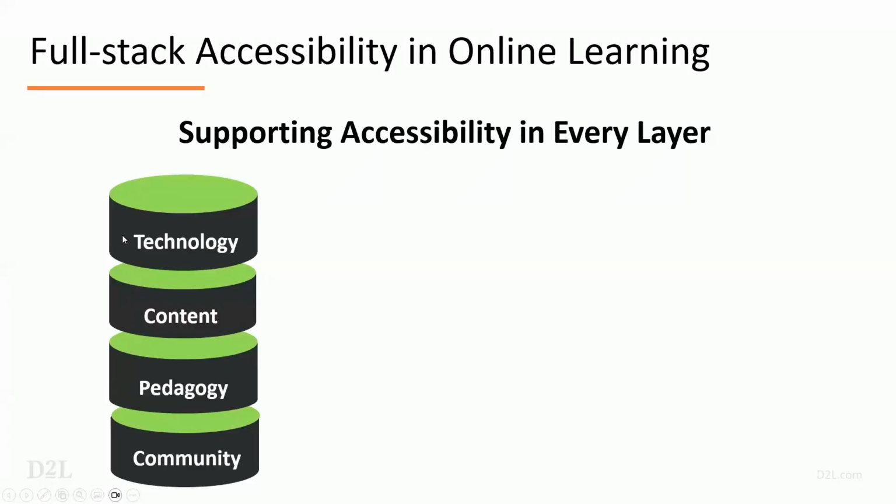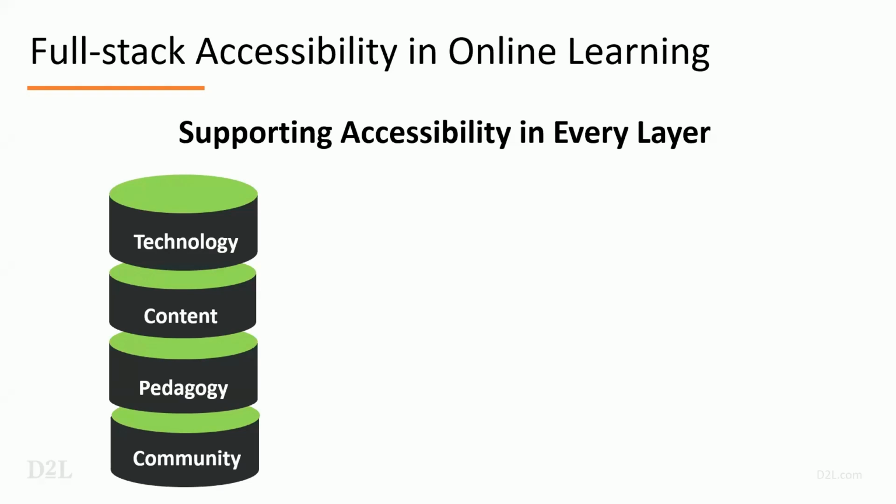So as our accessibility value proposition, we offer customer support for full stack accessibility. So what does that mean? We've done a fair amount of research on the online learning space, and we've identified 4 layers. So the layers are technology, content, pedagogy, and community. And we call this the online learning stack. The idea is that for online learning to be usable by all, each of these layers needs to be inclusive. And even if one of them throws up a barrier, online learning will not be inclusive.